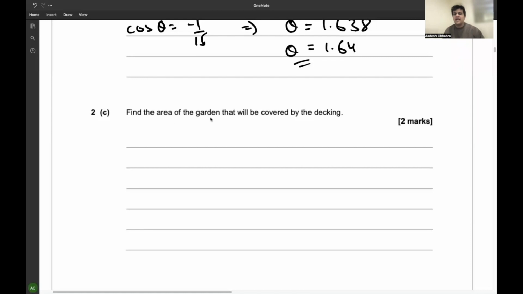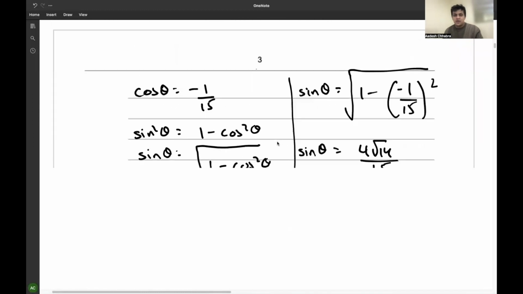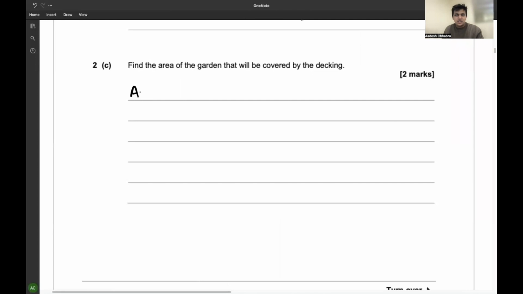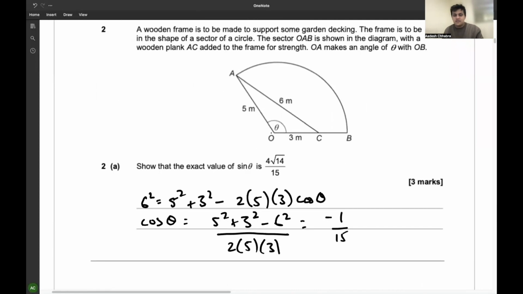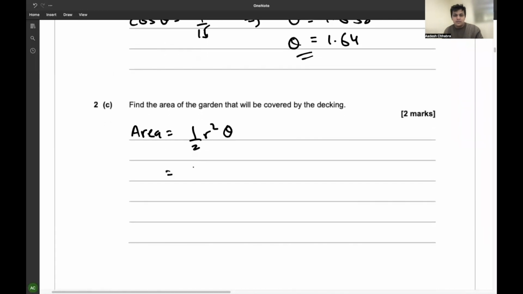Finally, we've been asked to find the area of the garden that will be covered by the decking. So essentially, we just have to find the area of this sector. And we know that the area of a sector is just equal to half r squared theta, where we know that r is equal to 5 meters and theta is what we found in the previous part, which is 1.64. So go ahead and put that into calculator, you get half times 5 squared times 1.64. And if you put that into calculator, you should get the value of 20.5 meters squared.